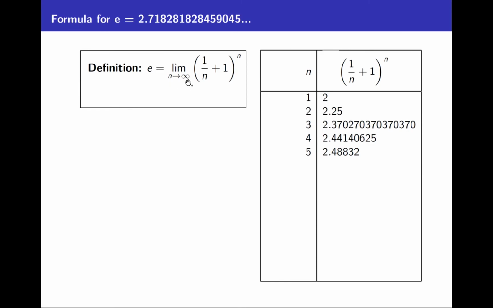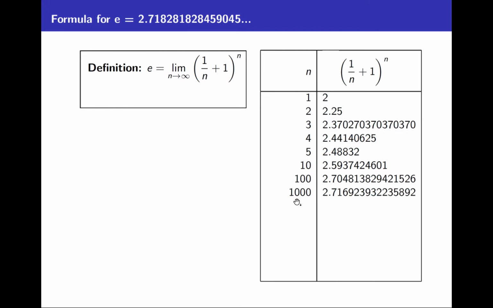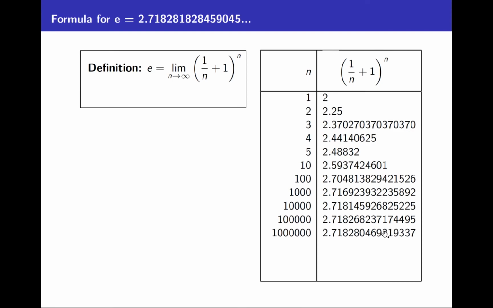Now, we need to let n go to infinity, so it better start getting bigger faster. If you plug in 10, (1/10 + 1) to the power of 10 is this number. For n equals 100, you'll get this number. For n equals 1,000, this number. For n equals 10,000, this number. For n equals 100,000, you'll get this number. For n equals 1,000,000, you'll get this number. For n equals 10 million, (1/10,000,000 + 1) to the power of 10 million, do it on your calculator, you'll get this.